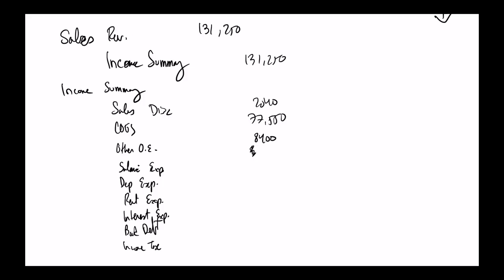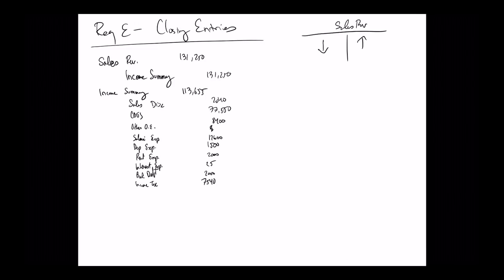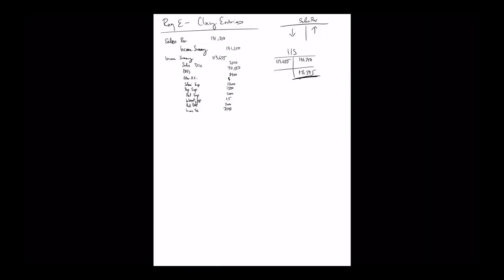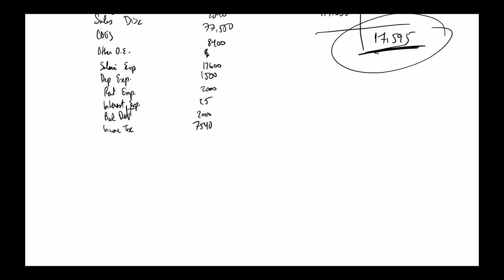So we've filled out other operating expenses, 12,600 for salaries, 1,500 depreciation, 2,000 rent, 25 interest, bad debt was 2,000, and 7,540 for income tax. So we're going to debit income summary now by 113,655, which is the sum of the two. And if you look at your income summary account, 131,250, and you debit 113,655, it gives you a credit balance of 17,595, and that's how you know you didn't miss anything, because it's equal to your net earnings of 17,595.